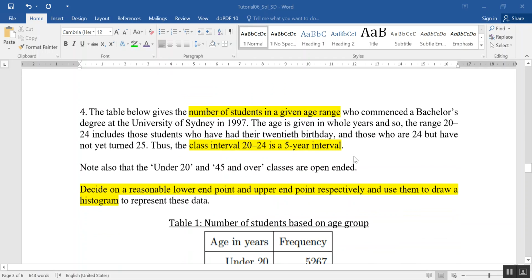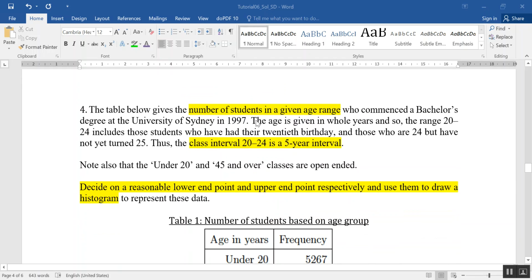Okay, moving on to the next question. The table below gives the number of students in a given range who commenced a bachelor degree at University of Sydney in 1997. The age is given in whole years, so the range 20 to 24 includes those students who had their 20th birthday and those who are 24 but not yet 25. That means it can go up to 24.9 something, right? But the moment it's 25, it's a different class. Thus the class interval 20 to 24 is a 5-year interval.